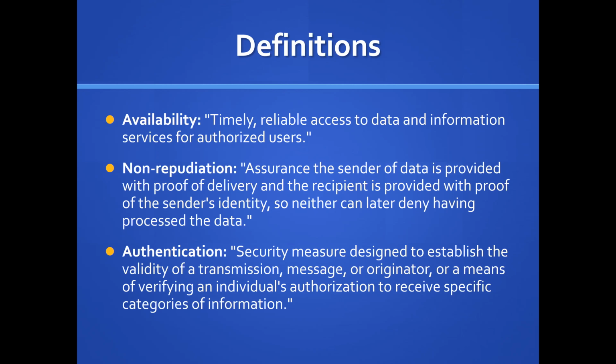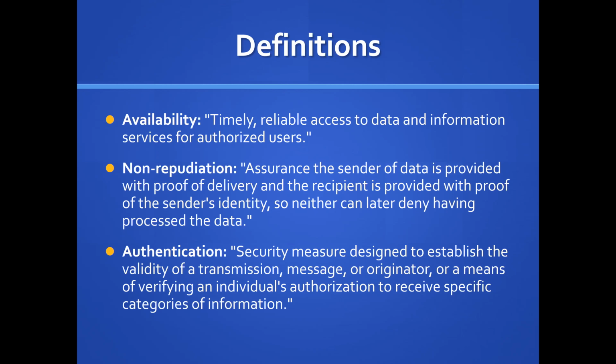Now, non-repudiation is an interesting one, and we will look at examples of this, but it's the assurance that the sender of data is provided with proof of delivery, and that the recipient is provided with proof of the sender's identity. So neither can later deny having processed the data. And that's really the key. You can't say, no, I did this, but then say, no, I didn't do it. So you own up to what you said or what you did. And that's what non-repudiation is. And so it has to do with identity. And we're going to see how that can be done very interestingly with cryptography.